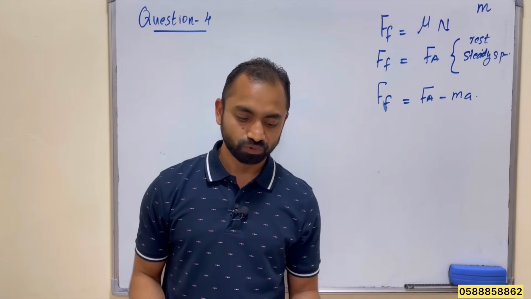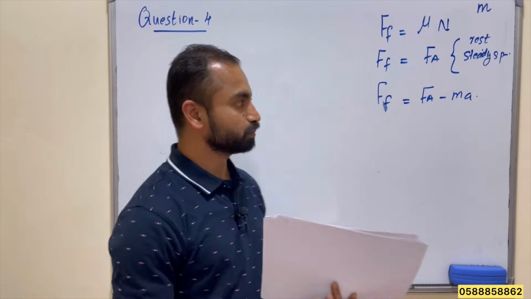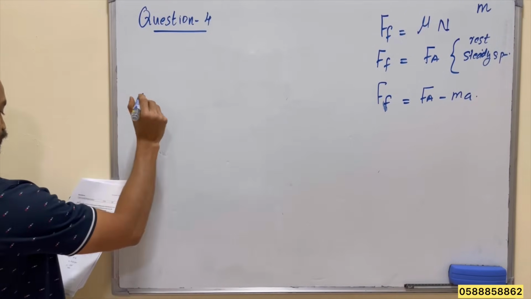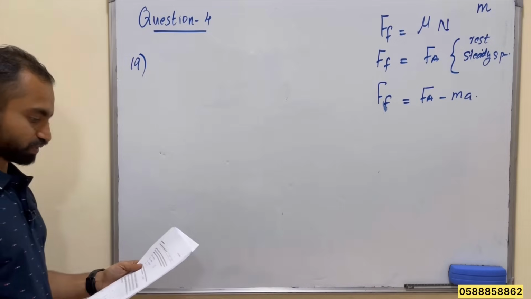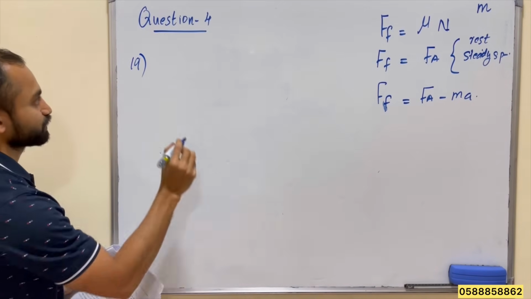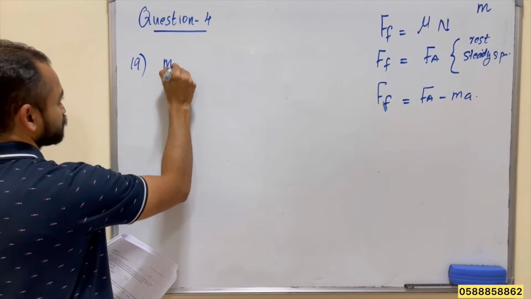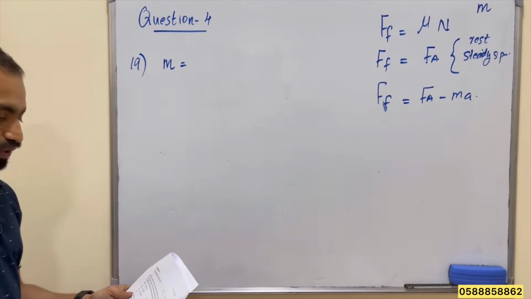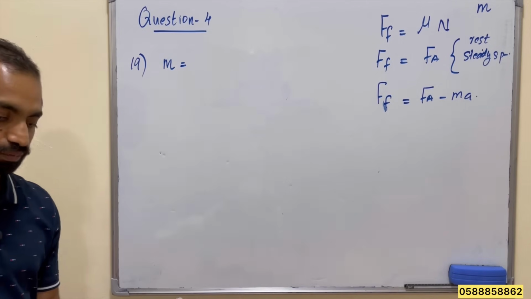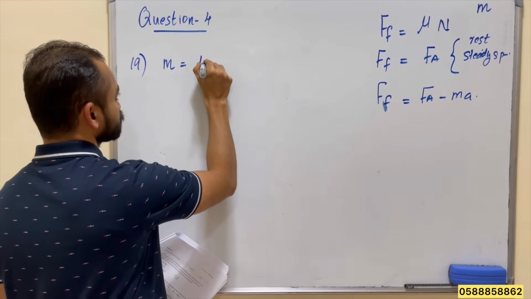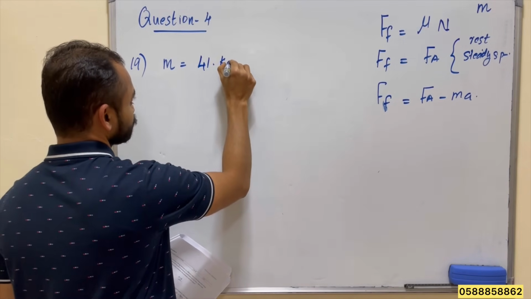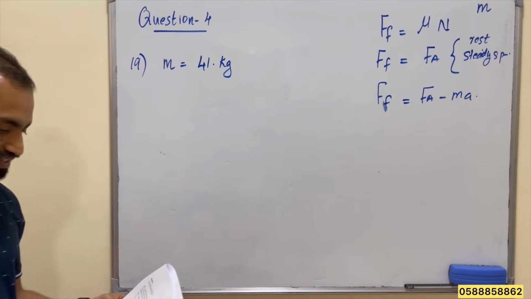You want to move a 41 kilogram bookcase. Question number 19 from page number 127 of your textbook. Mass of the object is given. You want to move a 41 kilogram bookcase to a different place in the living room. So the mass of the object is 41 kilogram.